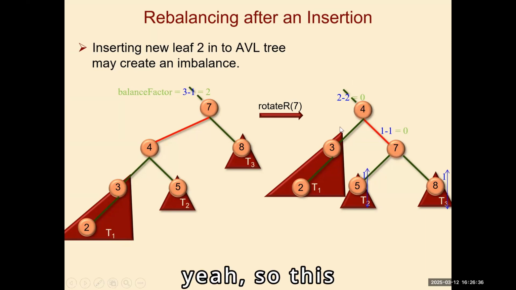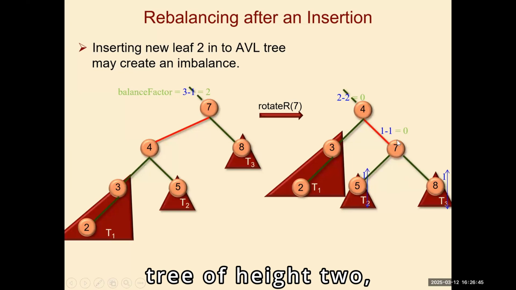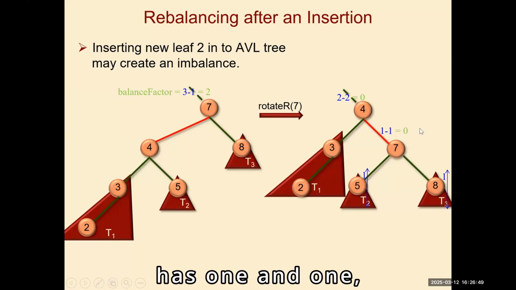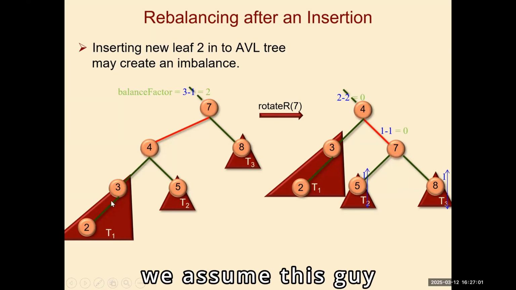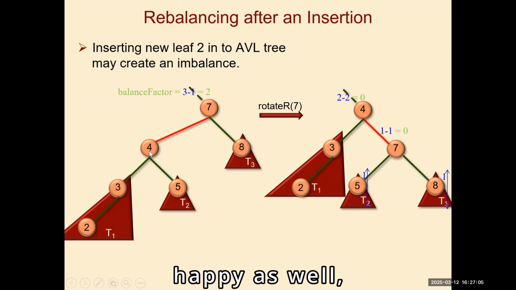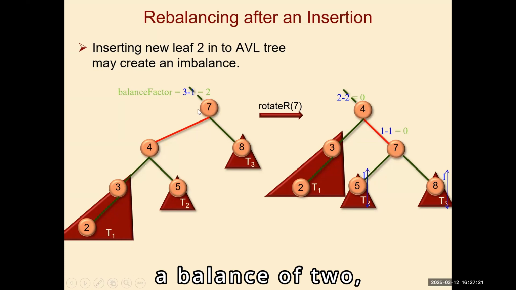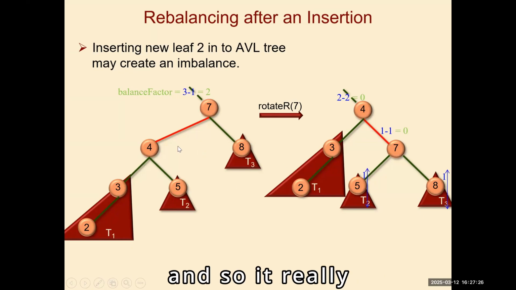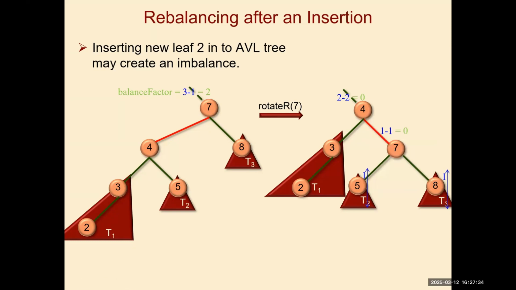Yeah, so now 4 has a left tree of height 2 and a right tree of height 2. So the difference is 0. And this guy has 1 and 1, so the difference is 0, right? And why do we know that that's going to work? Well, we assume this guy did get bigger, so why is 4 happy? Because it used to have a balance of 0 and now it has a balance of 1, right? So we know this guy's balanced. So we know the heights of T1 versus T2, right? And because this now has a balance of 2, we know the relative heights of these. And so it really works out to the same example. We're going to get a 0 and a 0 here, right?